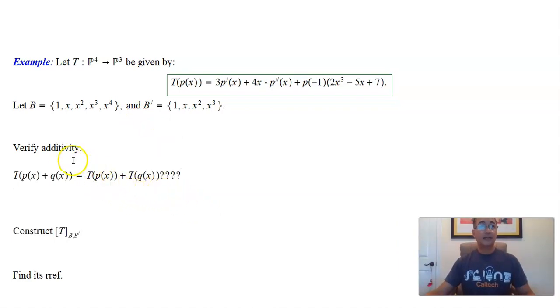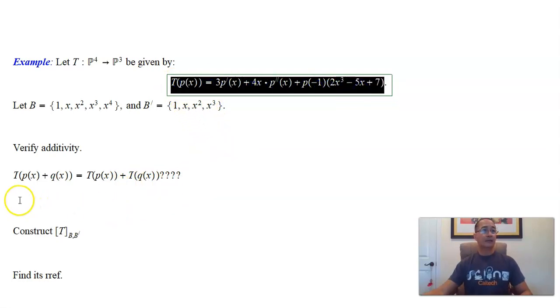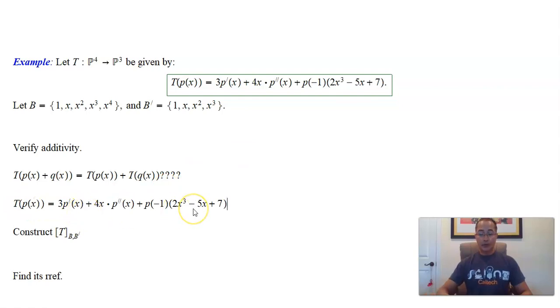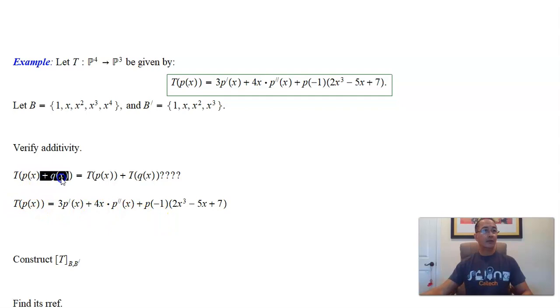All right, so our first task is to verify additivity. What would happen if we got T of P plus Q? Will we get the same thing as T of P plus T of Q? Okay, so let's copy this down over here, and we're going to change it. All right, so we want the left side to be T of P of X plus Q of X.